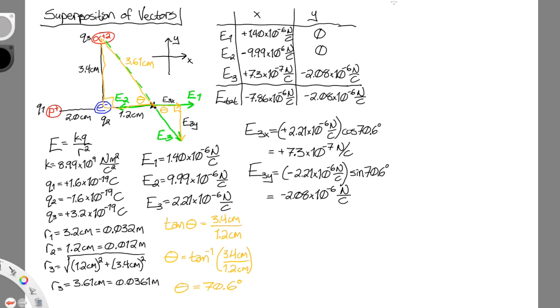Now to find the magnitude of E total, we can use the Pythagorean theorem. So that's the square root of the x component, this negative 7.86 times 10 to the negative 6 newtons per coulomb, quantity squared, make sure you get that negative inside the parentheses there, plus negative 2.08, again, times 10 to the negative 6th newtons per coulomb, quantity squared.